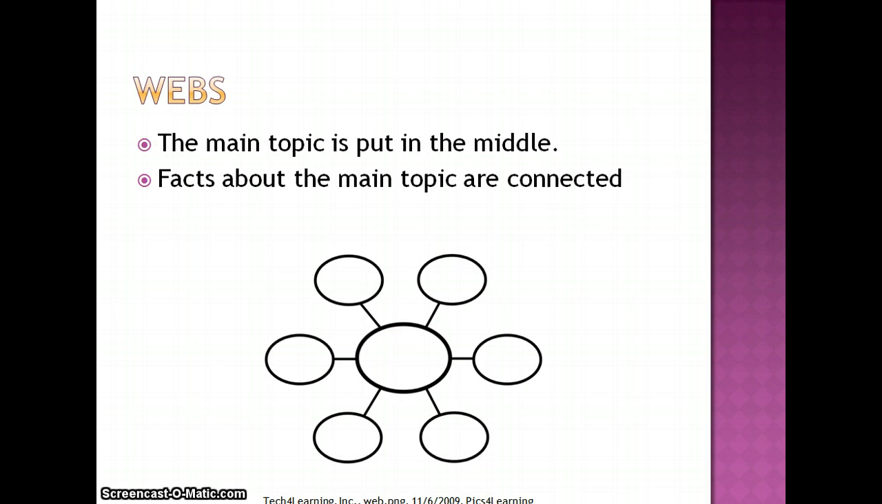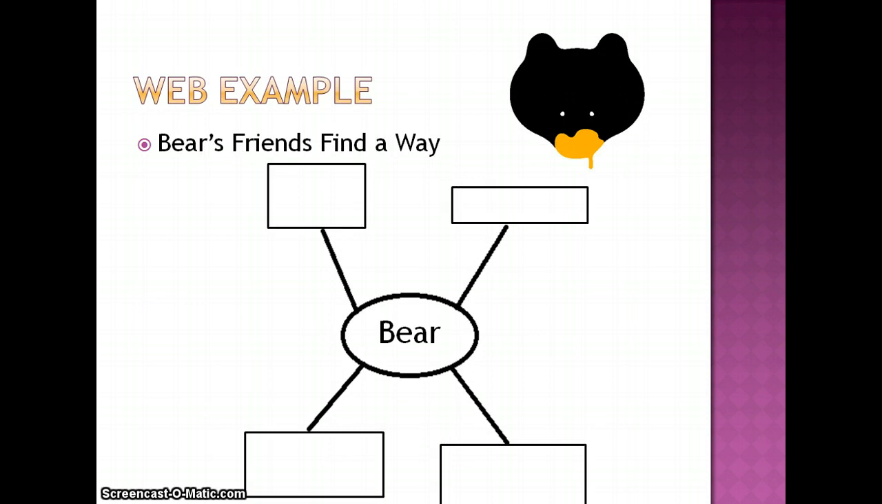If you remember, there's that circle in the center. It's kind of a big circle, and that's where we put the main topic of the story. And then we have the lines and the little circles connected to those lines. And those little circles are where we put facts about the main topic. So remember when we read Bear's Friends Find a Way? Well, that's the story that I want to use when I give you the examples. So the first example with Bear's Friends Find a Way is a web example.